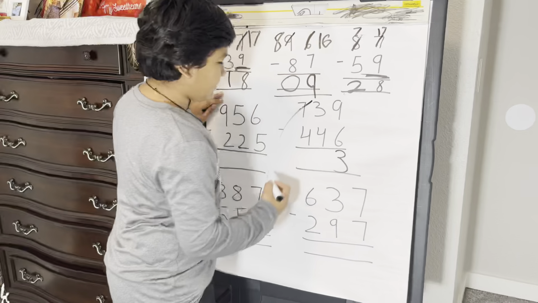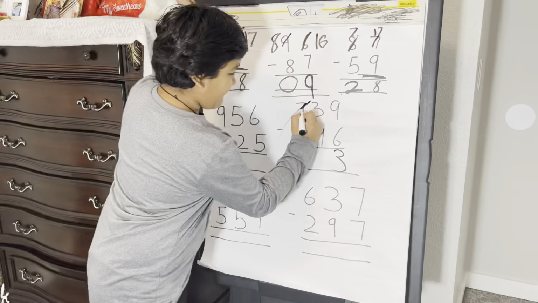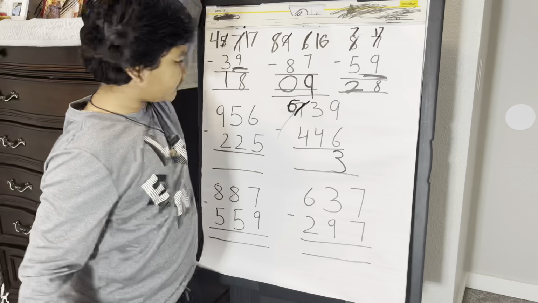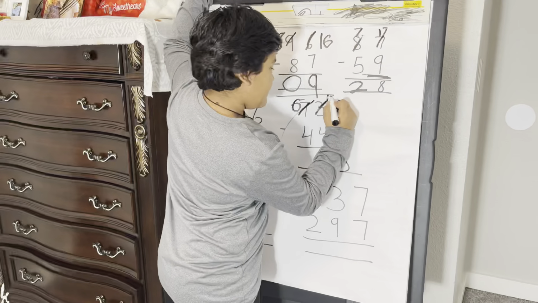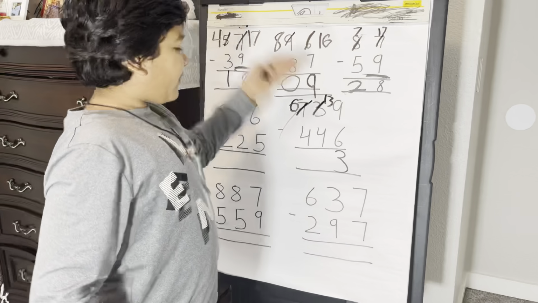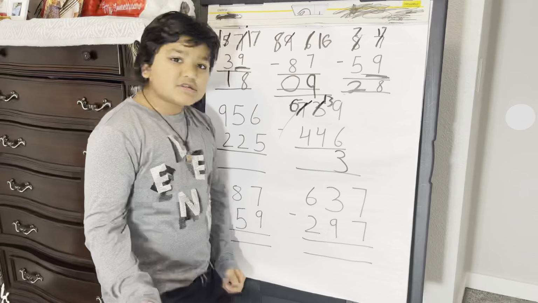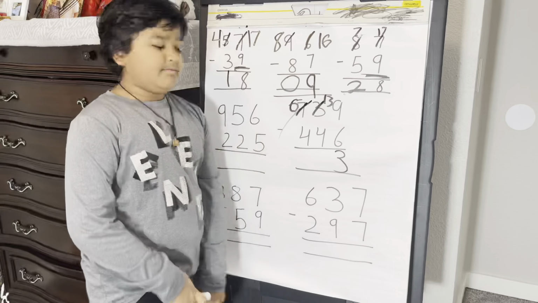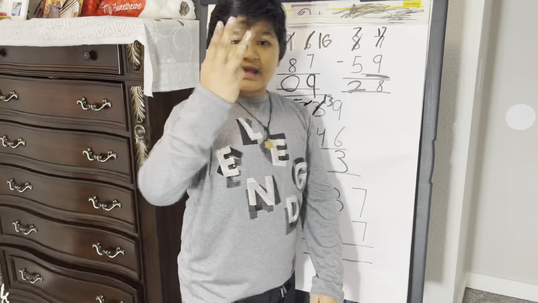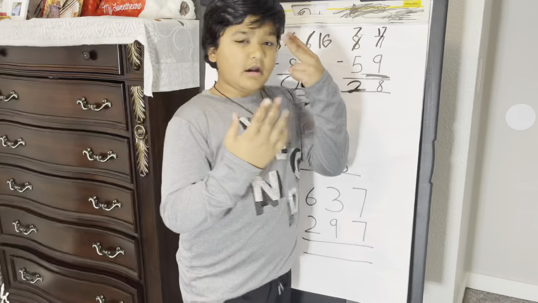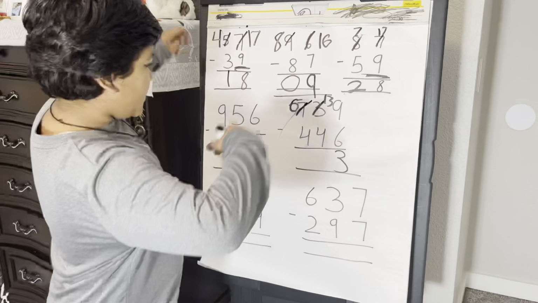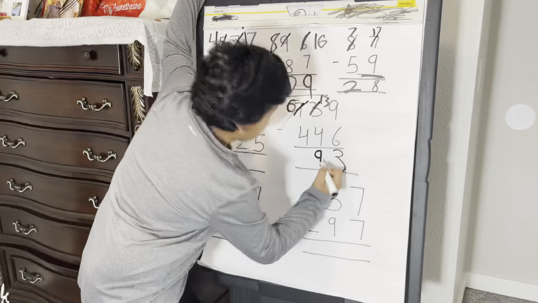So we go on to the 7, and then that 7 becomes a 6, and then this 3 becomes a 13, and then 13 minus 4 equals, I'll give you a second, equals 9. And how? 4, 5, 6, 7, 8, 9, 10, 11, 12, 13. So I took 9 fingers. So 13 minus 4 equals 9.